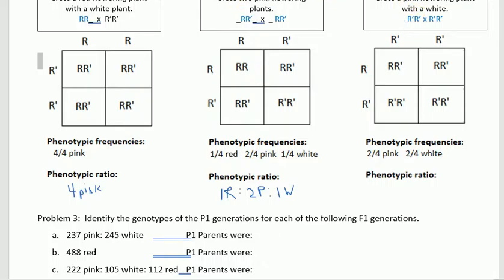And here when we cross a pink with a white, which I just noticed my mistake, I apologize. Up here we're crossing a pink with a white, so I've got the genotypes wrong there. My apologies. So if we cross that pink with the white, then our phenotypic frequency, we will get 2 pink, 2 white.